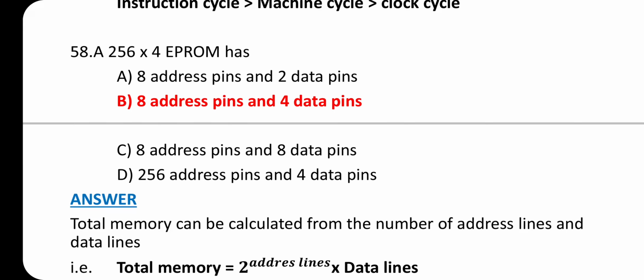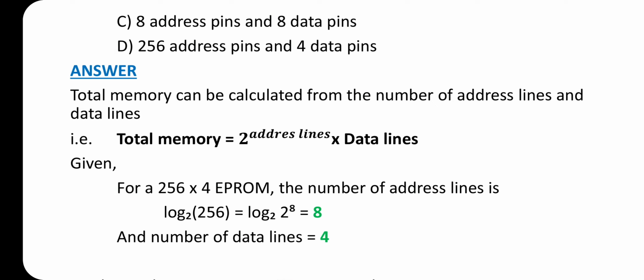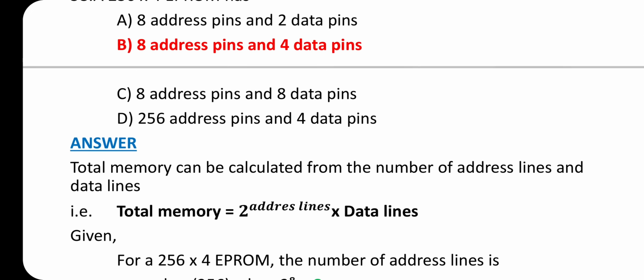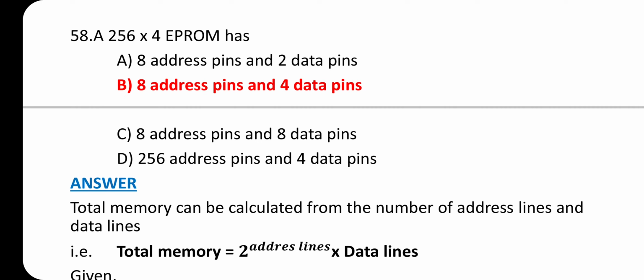Question number 58. A 256 into 4 EEPROM has, answer is option B, 8 address lines and 4 data lines. The total memory can be calculated from the number of address lines and data lines. That is, total memory equals 2 raised to address lines into data lines. From here we can understand that 2 raised to address lines is 256 and data lines is 4.